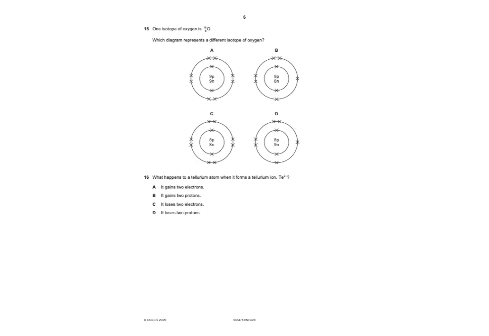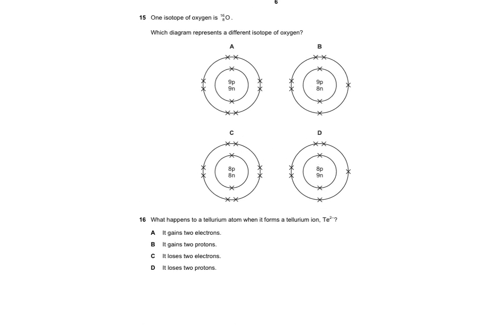Number 15, one isotope of oxygen is O16A. What diagram represents different isotopes of oxygen? So remember, the thing that defines an element is its proton number, okay? So it has to have 8 protons, so these two are not correct. And then this one here has a mass of 16, so that is that isotope. This one here has a mass of 17, so that would be oxygen 817. Just double check the electrons. 1, 2, 3, 4, 5, 6, 7, 8. Yep, correct number of electrons. So the answer is D.